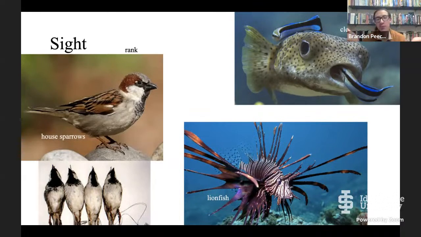So here are a few examples of that. And I hope these click and you get what I'm talking about. Based on sight, you can tell things like rank. Over here on the left are these house sparrows. These are really common birds that have been introduced all over the world. They're really comfortable living with us humans. You probably have seen them your whole life.